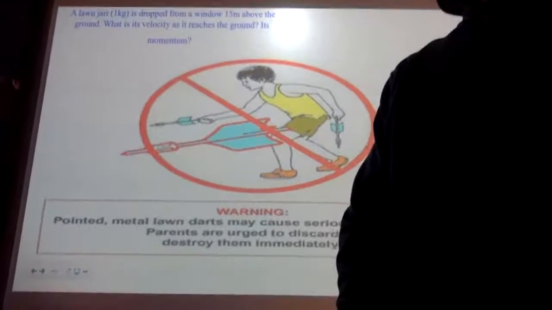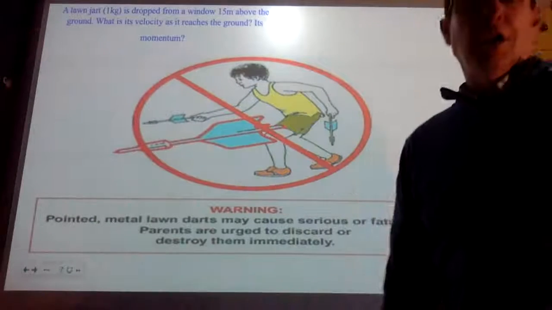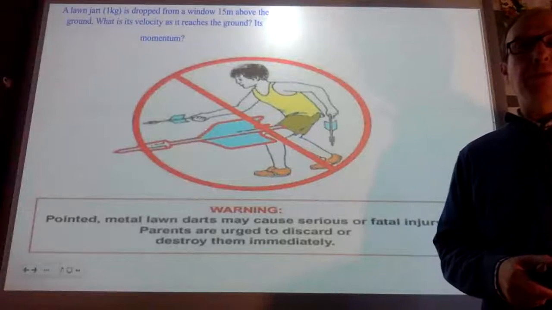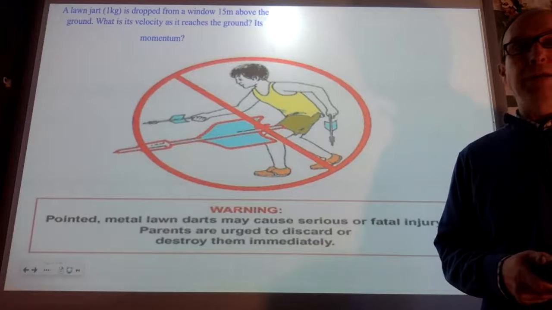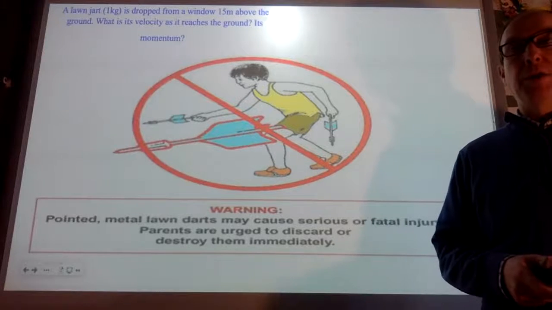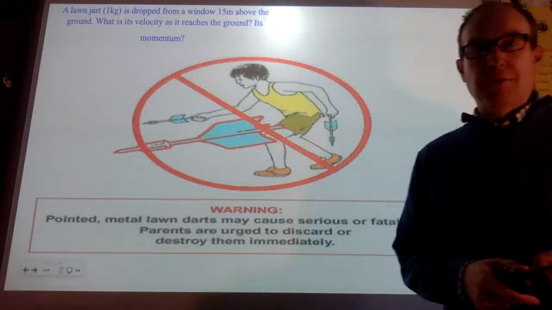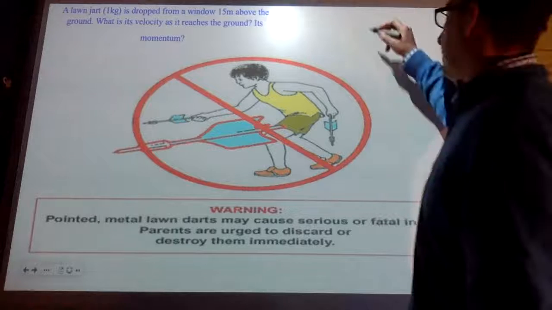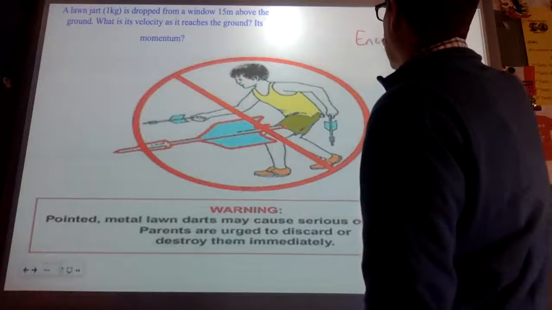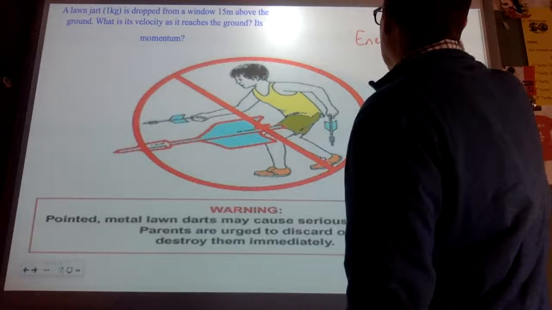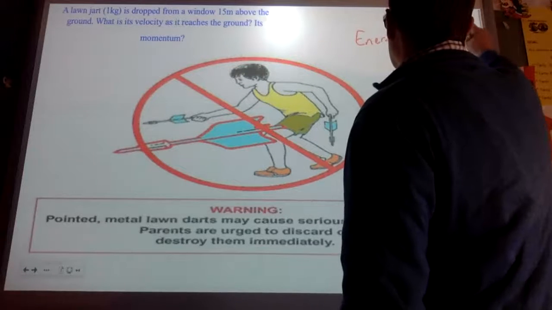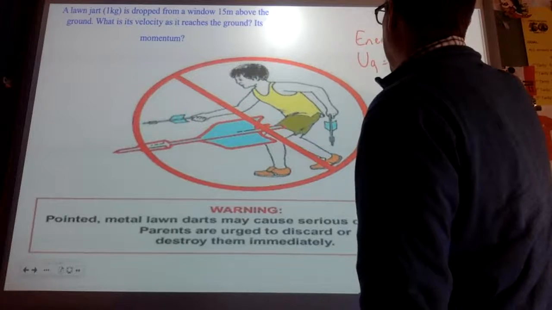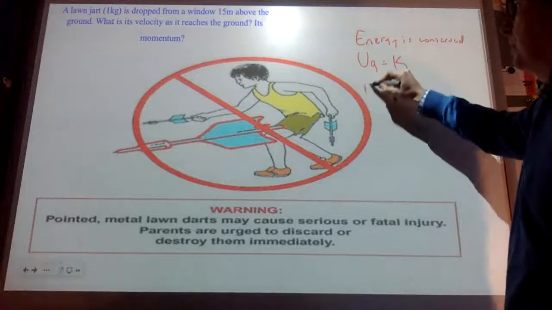A little bit more complicated problem. A lawn jar, 1 kilogram, is dropped from a window 15 meters above the ground. What is the velocity as it reaches the ground? And what is its momentum? We have two different ways to solve for this velocity. We could do that energy is conserved. And so you would have potential energy at the top and kinetic energy at the bottom.